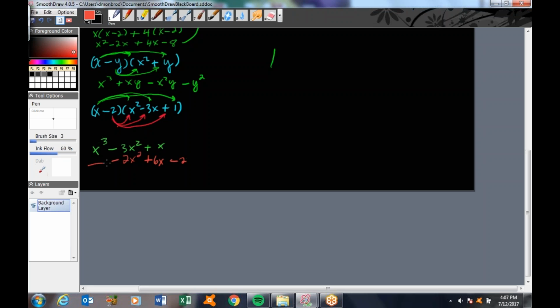Now if you notice, you can kind of do the vertical arithmetic here. Our final result is just going to be this x cubed. Adding these together makes a minus 5x squared. And adding these makes a 7x. And then, of course, this minus 2 is all by itself with nothing to combine. And that's our finished product. All terms have been combined. Okay, that's a quick lesson on multiplying polynomials.